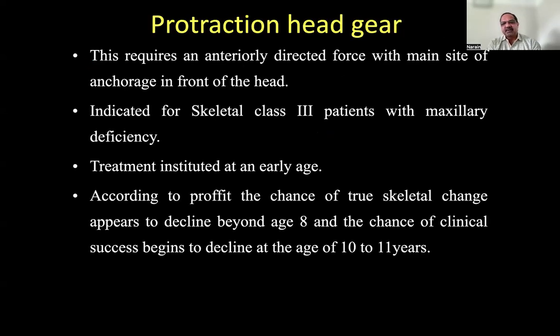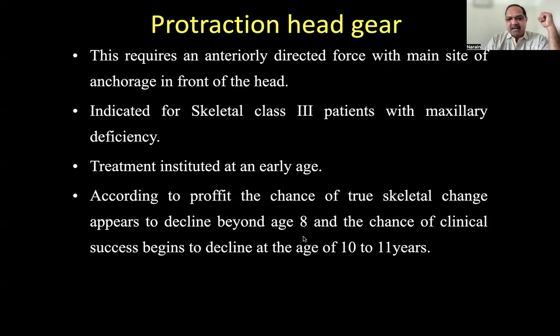Now, we have finished with high pull headgear and cervical pull headgear, coming to protraction headgear. So protraction headgear is a dual force appliance where it has an anterior force on the maxilla and a posterior restrictive force on the mandible. It is more effective in bringing about maxillary growth than controlling the mandibular prognathism.